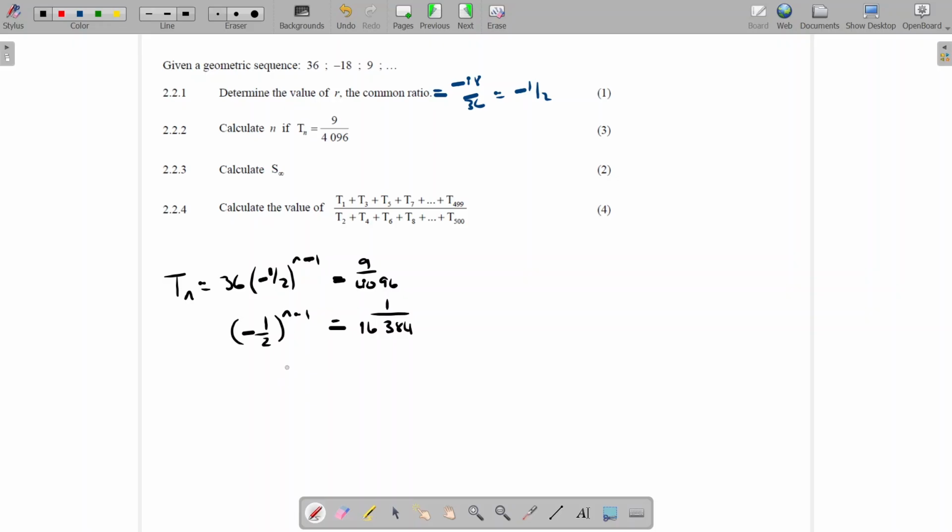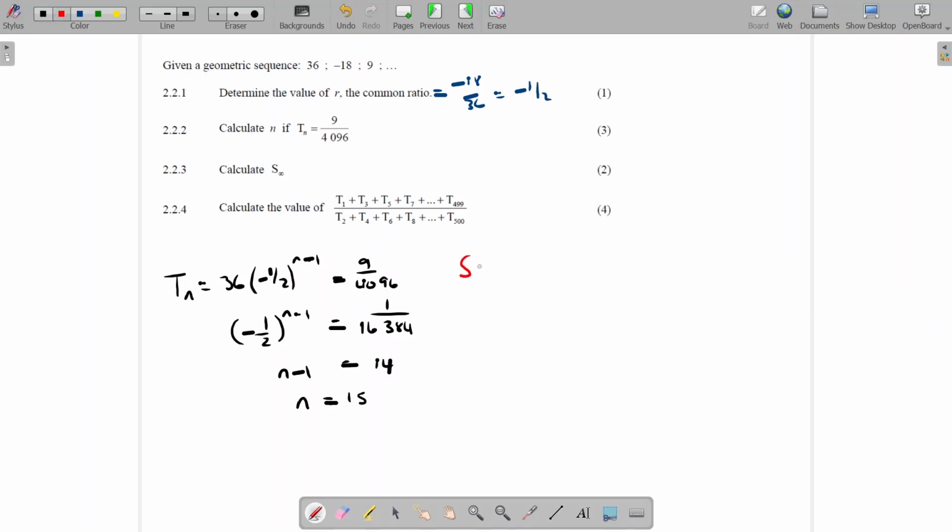So we can take log base 0.5 of that answer. And we get therefore that n minus 1 equals 14, and therefore n equals 15. Okay, calculate the sum to infinity. Again, not the world's worst.